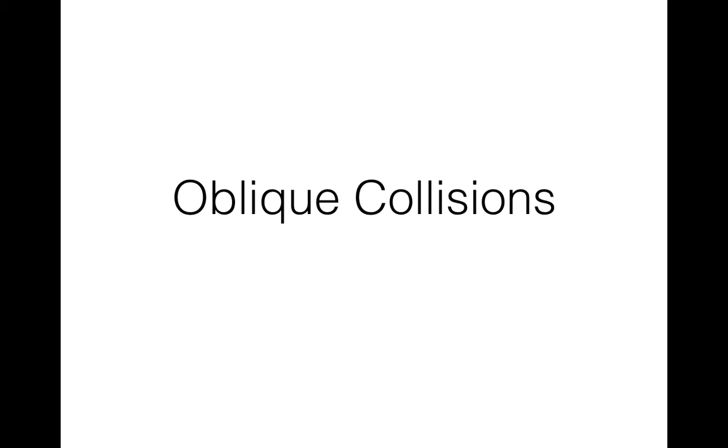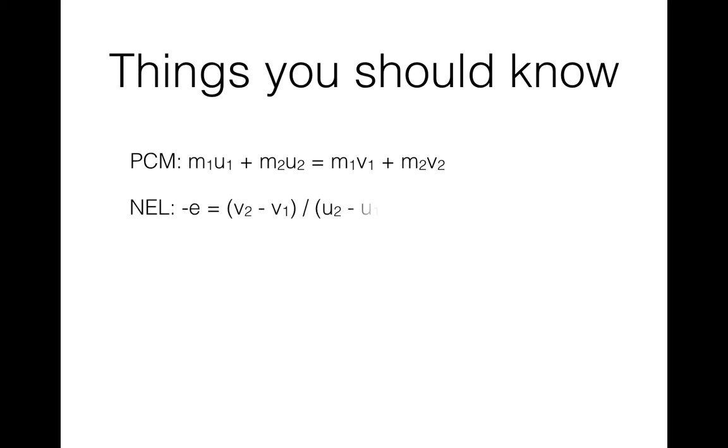We start with oblique collisions and what you need to know. Number 1, you need to know the formula for the principle of conservation of momentum and Newton's elastic law. The m's are the masses of the first and second sphere respectively, u1 and u2 are the initial velocities before the collision of the first and the second sphere, and v1 and v2 are the velocities of the spheres after the collision. e is the coefficient of restitution, which is always a value between 0 and 1.